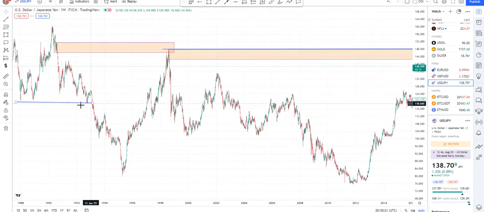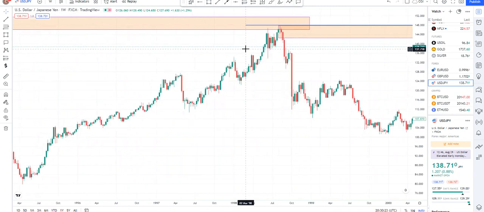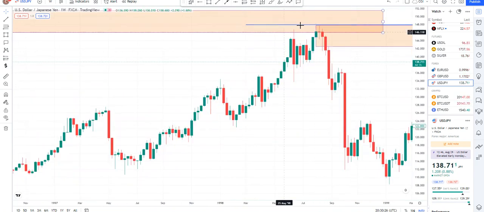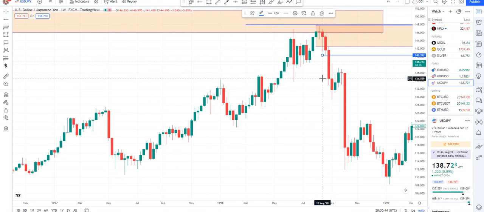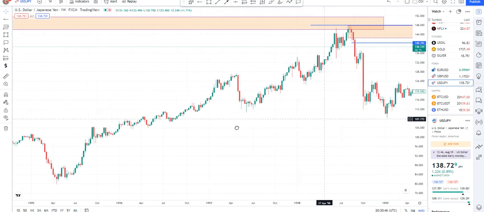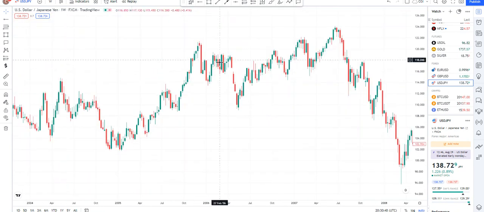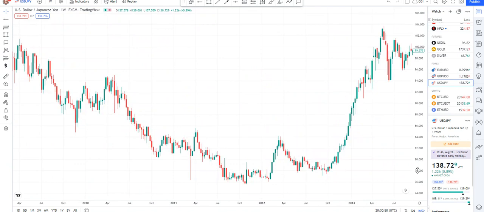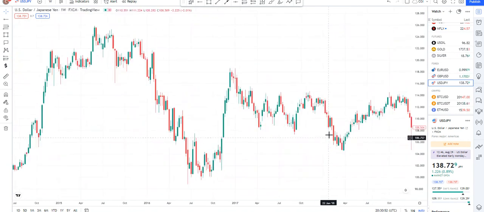But let's look if we have any special thing over there, like a mitigation block. The breaker block is right there. We have this tiny imbalance here that coincides with this breaker block. So I will just put something there. If we fill in that imbalance as well, that might cause price to shift.